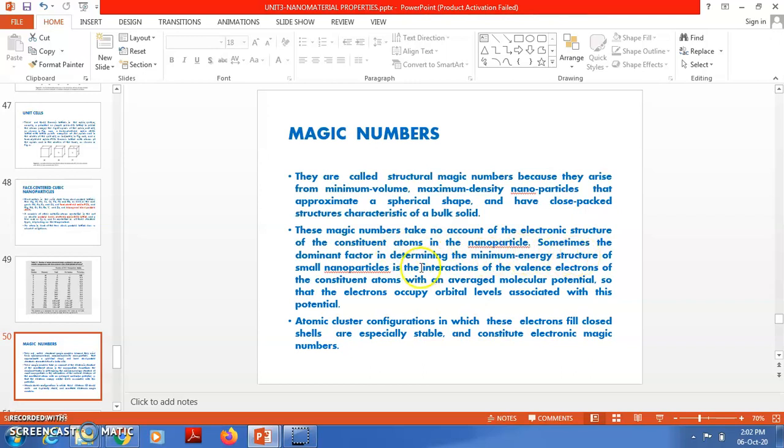Sometimes the dominant factor in determining the maximum energy of the structure of a small nanoparticle is the interaction of the valence electrons of the constituent atoms with an average molecular potential, so that the electrons occupy orbital levels associated with this potential. Atomic cluster configurations in which these electrons fill closed shells are especially stable and constitute electronic magic numbers.